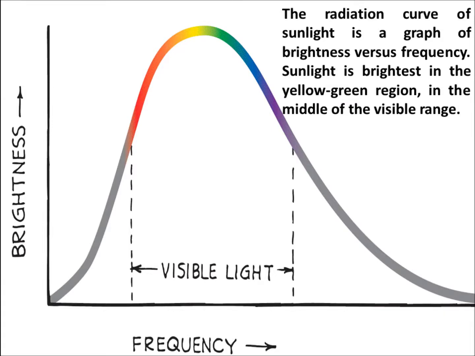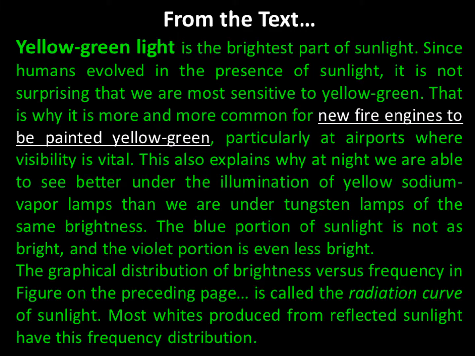This is a radiation curve of sunlight in a graph. It is a graph of brightness versus frequency. Sunlight is brightest in the yellow-green region, in the middle of the visible range. Very, very important graph to understand. You can see that red is a little bit dominant, but violet is not. Yellow-green light is the brightest part of sunlight.